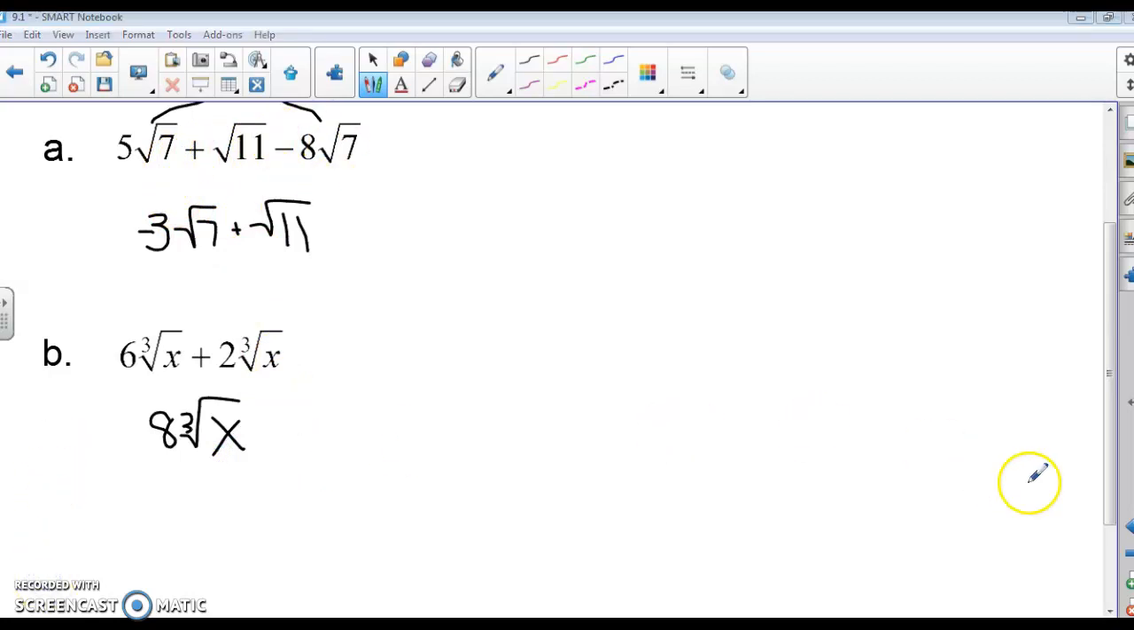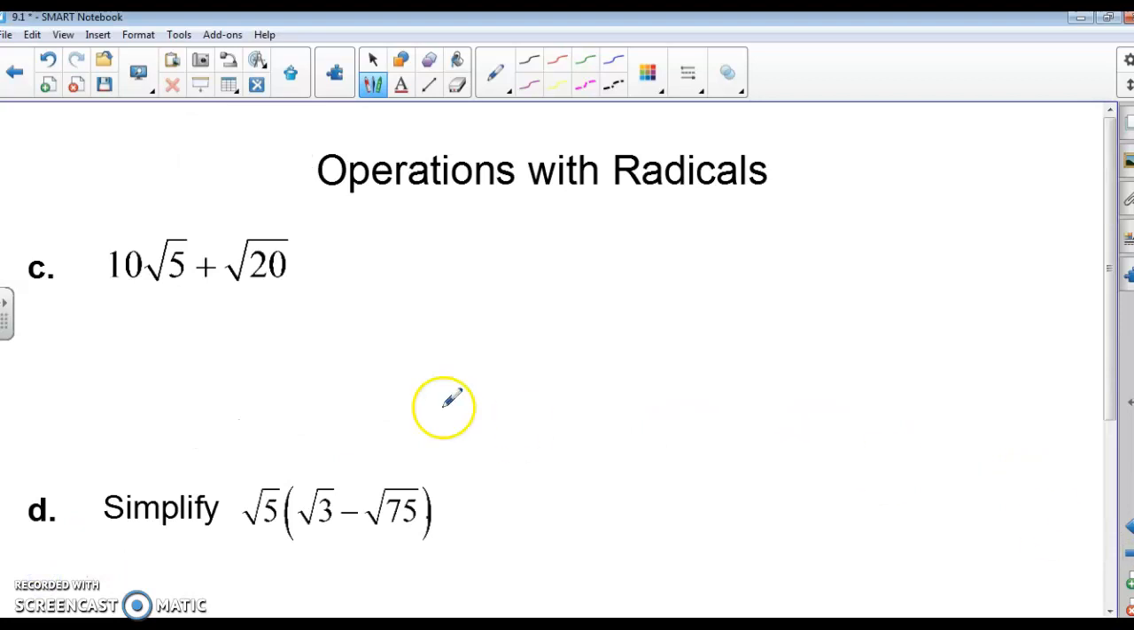We'll see with the next problem here that it doesn't look like I have any like terms between 10 root 5 plus square root of 20, but I can simplify the square root of 20 to become something different. So what perfect square factor goes into 20? If you said the square root of 4, you'd be correct, because I can break up the square root of 20 into the square root of 4 times the square root of 5, which would give me 2 root 5.